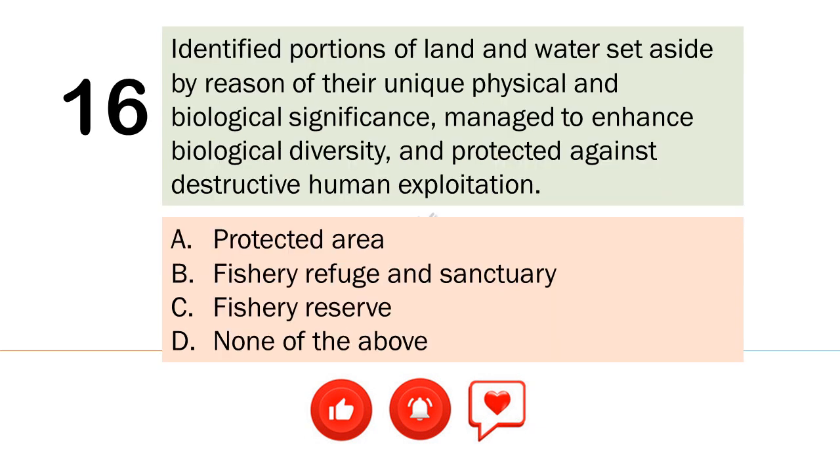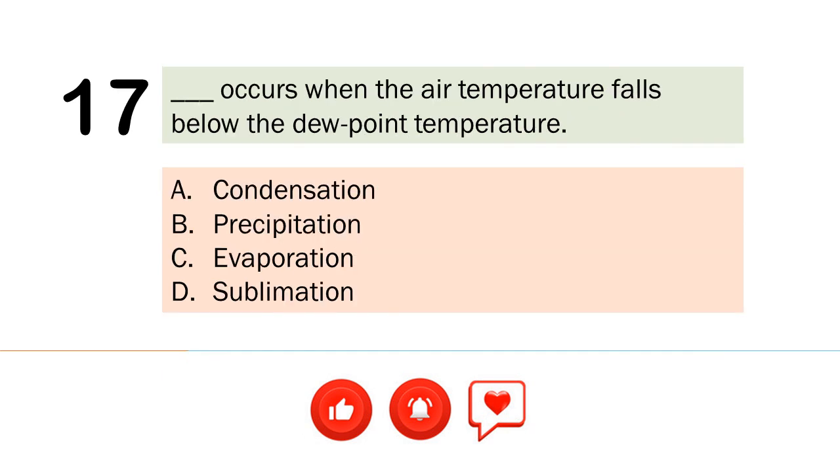25-40%. Question number 16. Identified portions of land and water set aside by reason of their unique physical and biological significance, managed to enhance biological diversity, and protected against destructive human exploitation. A. Protected area. B. Fishery refuge and sanctuary. C. Fishery reserve. D. None of the above. The correct answer is letter A. Protected area.